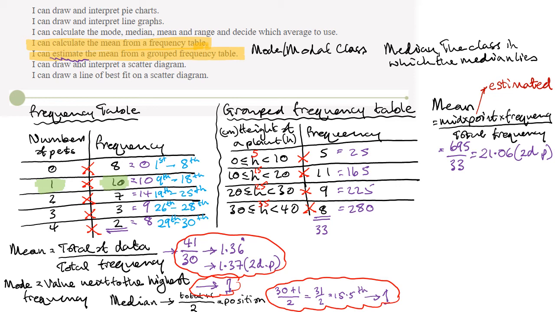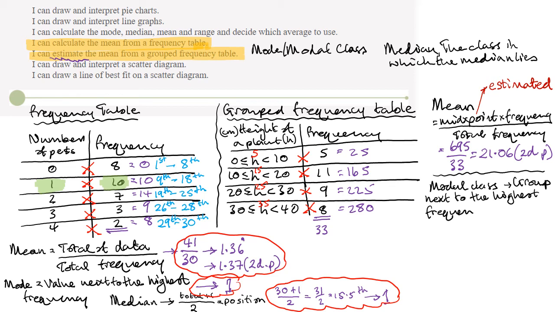So that's the mean. Now, instead of being asked for the mode, you'll be asked for what's called the modal class. Now, to find the mode, what did we do? It was the value next to the highest frequency. Here we just write down the group next to the highest frequency. It's the group with the highest frequency.